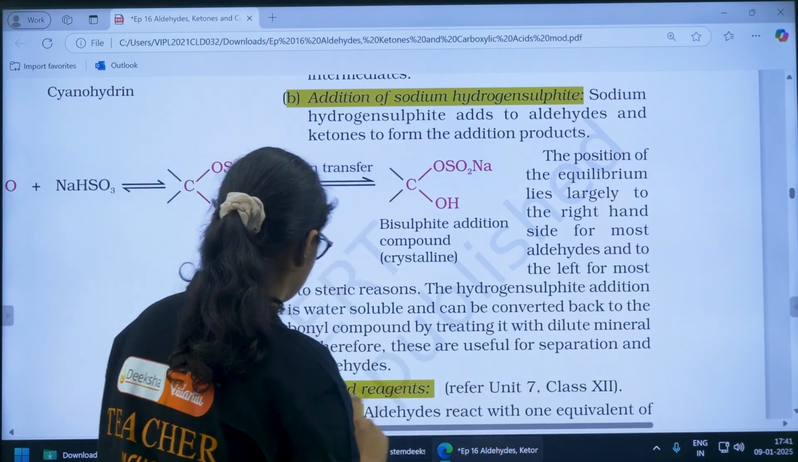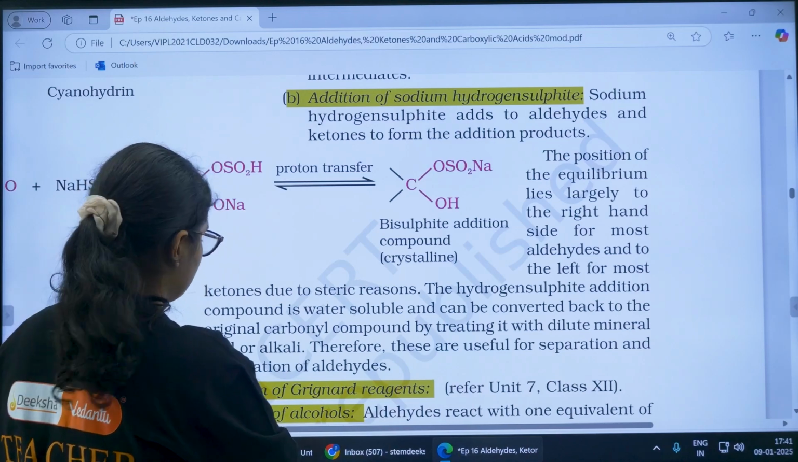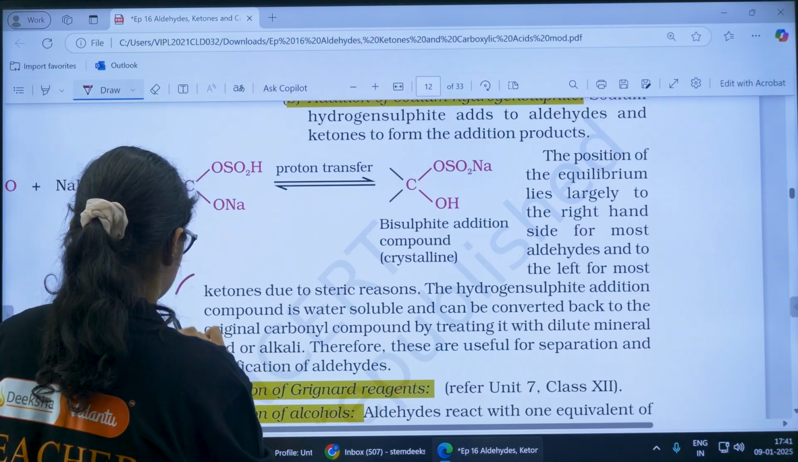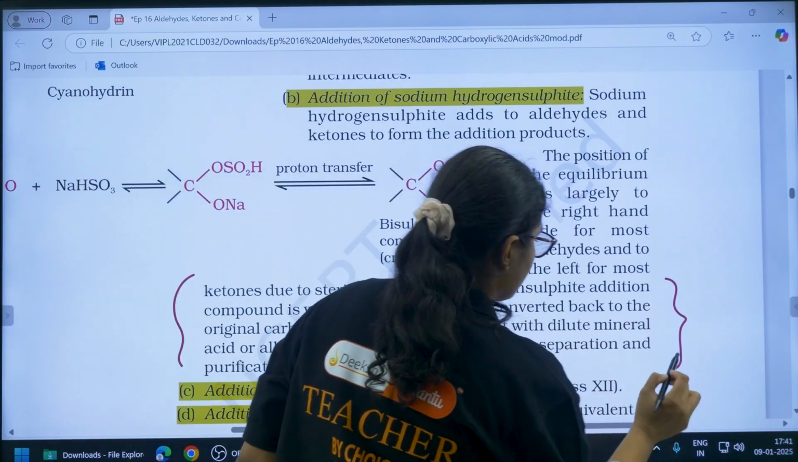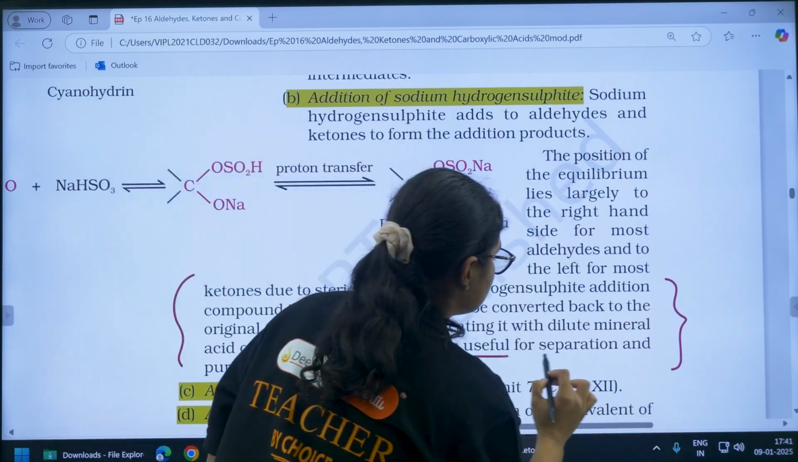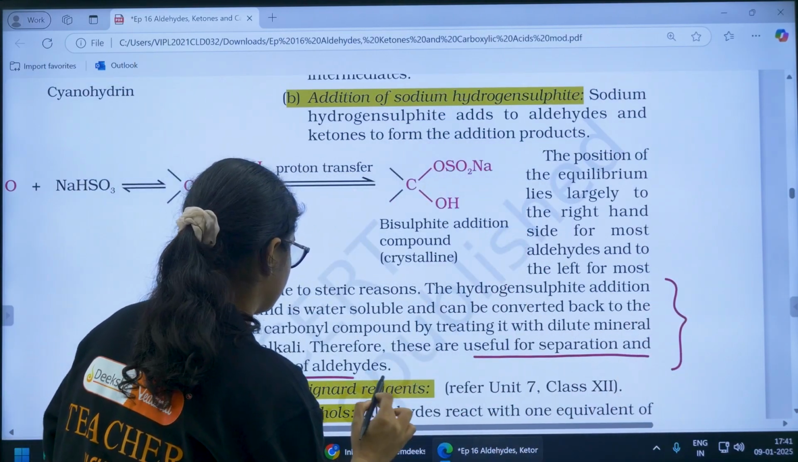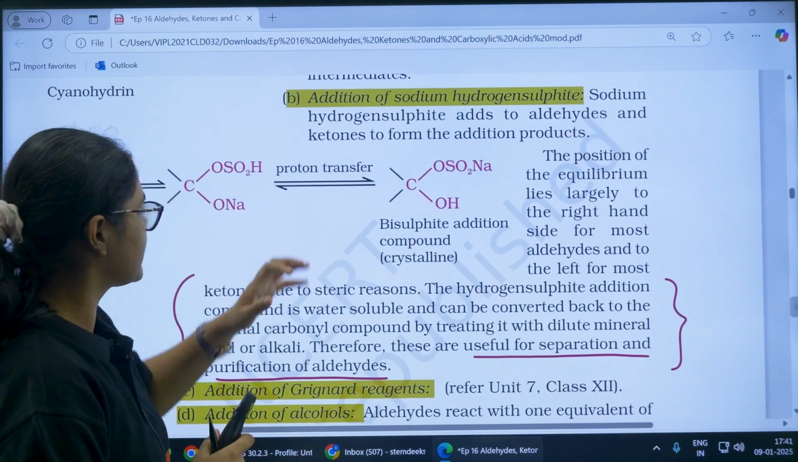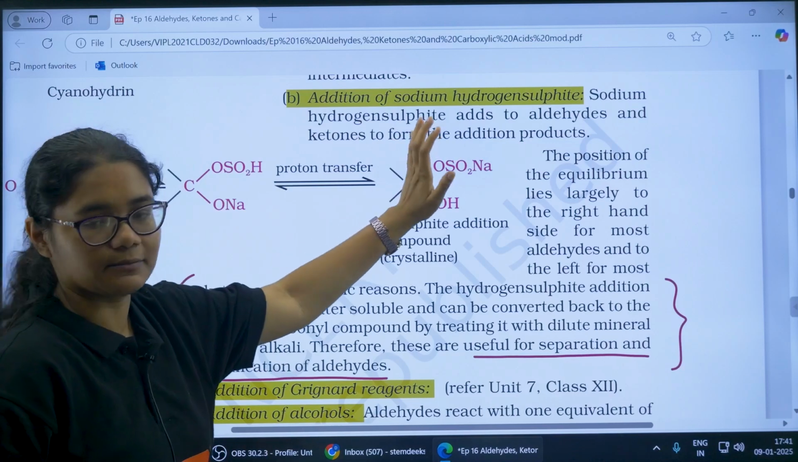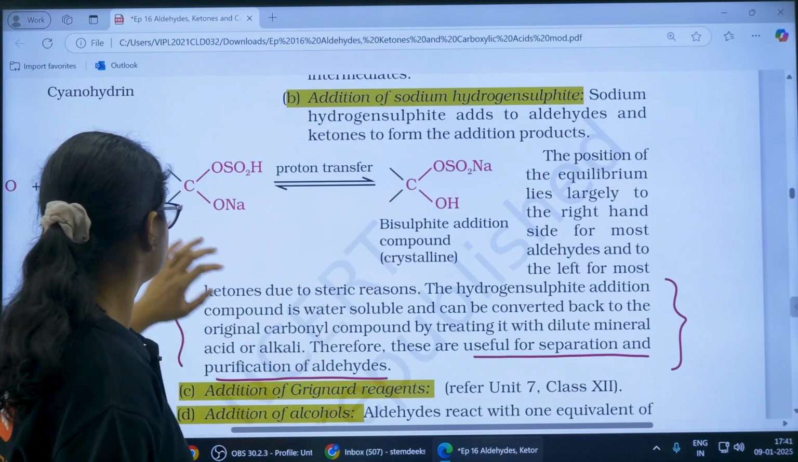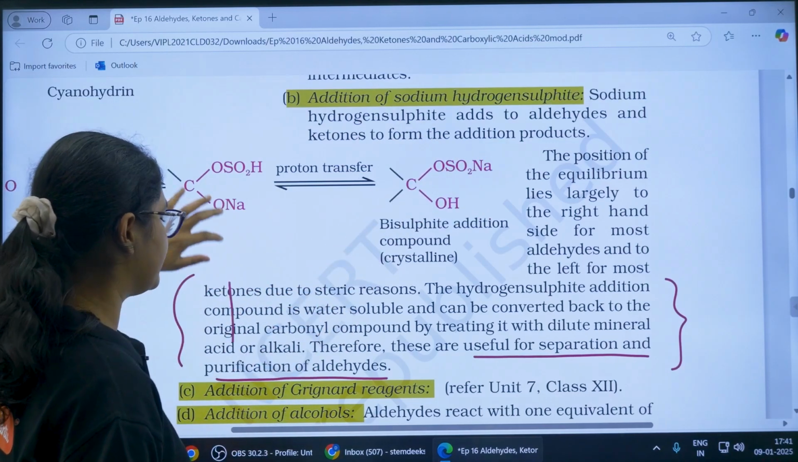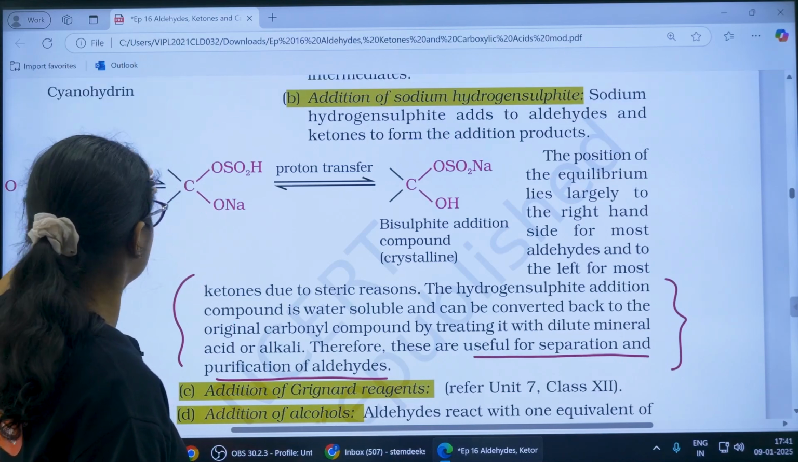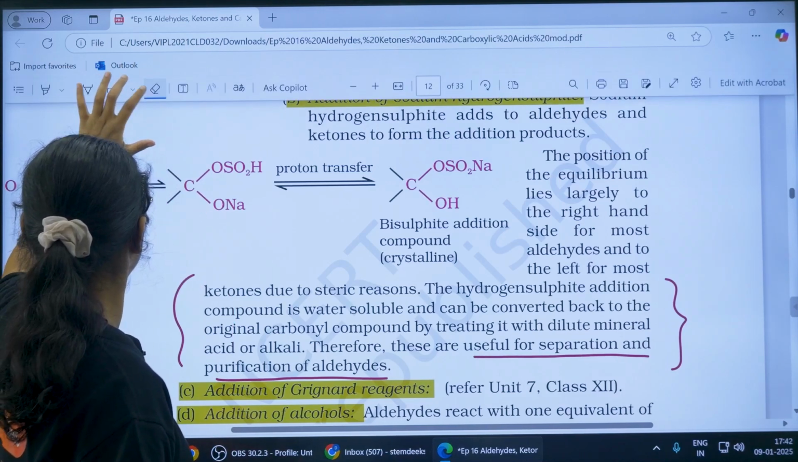Therefore, these are useful for separation and purification of aldehydes. So here we can have a question, okay, so this is important: why can this particular reaction be used for separation and purification of aldehydes? If there is a mixture of aldehydes and ketones, the ketones will go back but aldehydes will remain in this particular direction, so aldehydes can be separated in that way, okay.